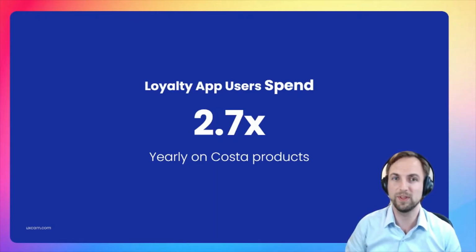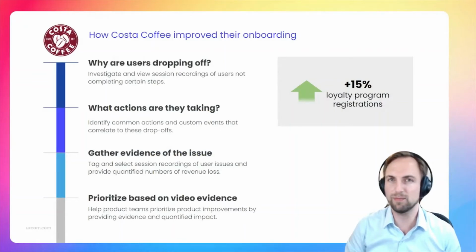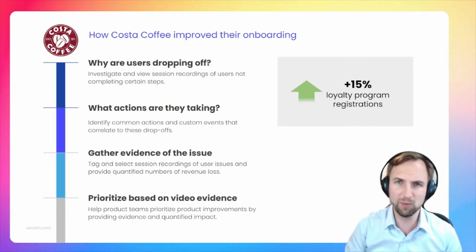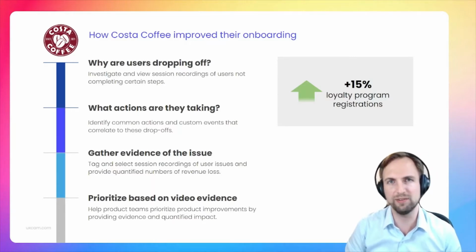So, what did they do? They started like everybody else does. They asked the question, why are our users dropping off? And they decided to start to investigate. View session recordings of users that weren't completing steps that were dropping off. They then were able to see what actions these users are taking, identify actions, events, things that they can correlate to drop-offs. And once they started to do this, they could gather evidence of the issues that customers were actually facing in real life in their app.